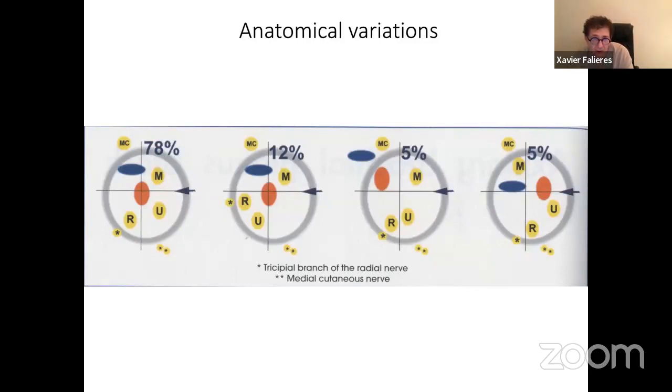And there are a lot of anatomical variations. It's very inconsistent in patients. You will see that the median, radial, and ulnar nerves, or the distribution of the 3 nerves, is very inconsistent. What is always consistent is that the musculocutaneous is always outside the nerve sheath.